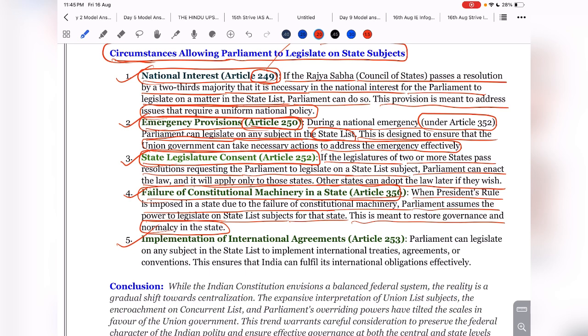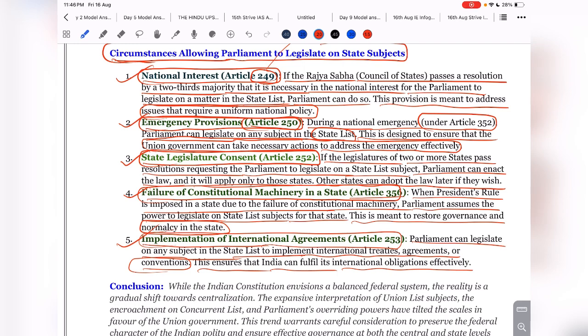Okay. Then implementation of international agreements under Article 253. Parliament can legislate on any subject in the state list to implement an international treaty, agreement or convention. This ensures that India can fulfill its international obligations effectively. Let's say, for example, there is an agreement going on in the WTO related to agriculture, but agriculture falls under the state government. Being a part of the international treaty, it gives power to Parliament to legislate even on the state list.